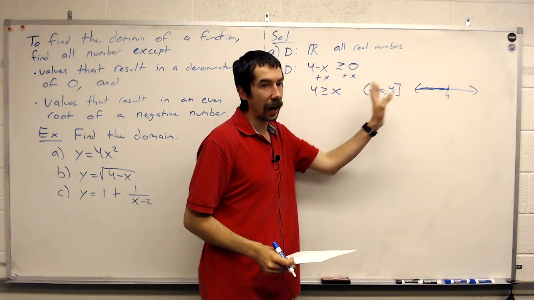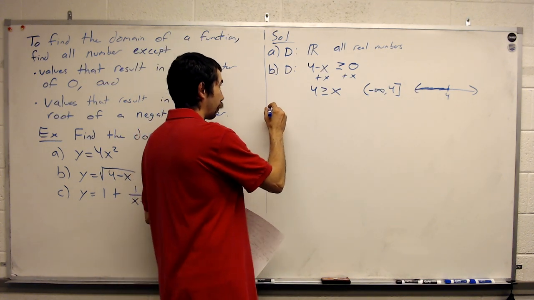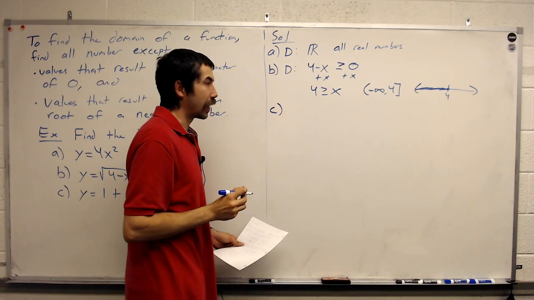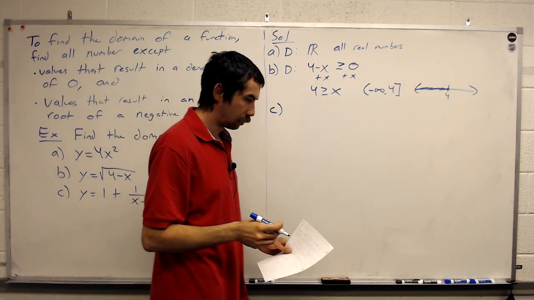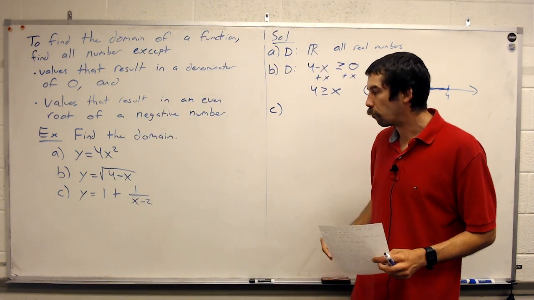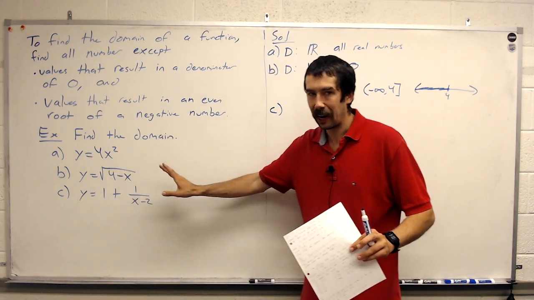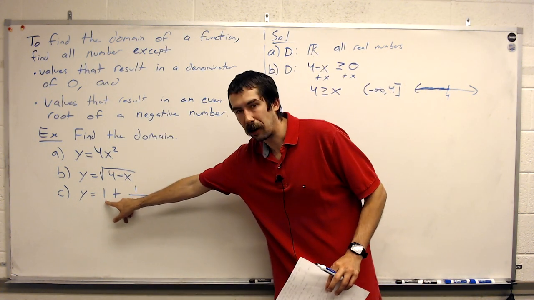Four is the biggest, and any value smaller than 4 is allowed. Okay, and now finally, y equals 1 plus 1 over x minus 2. This 1 is just hanging out. It's not causing us any problems.